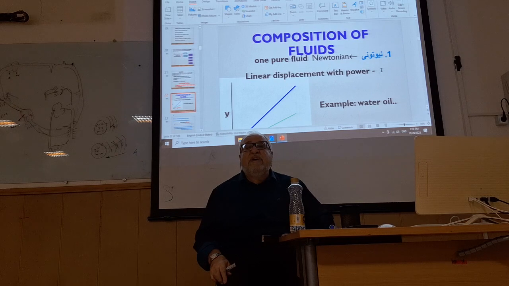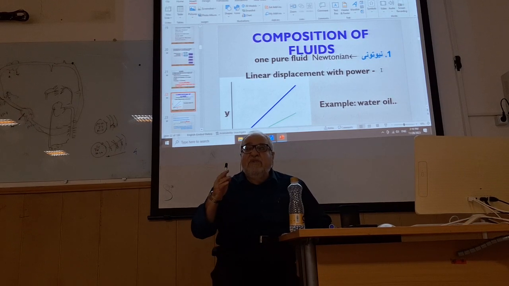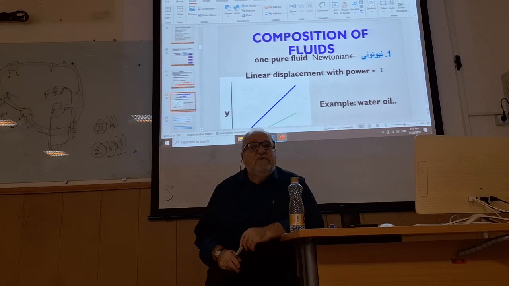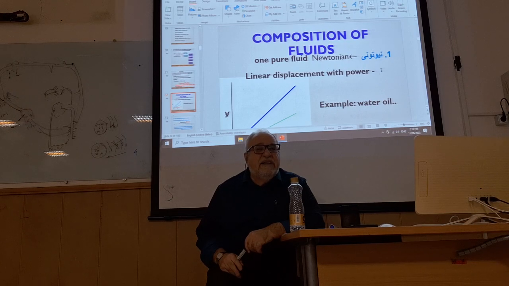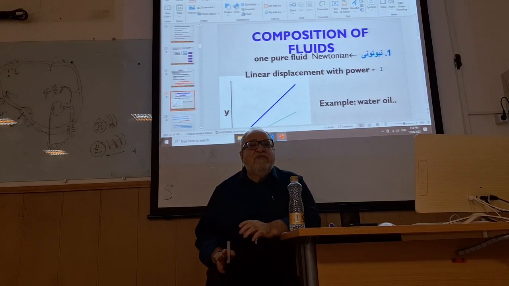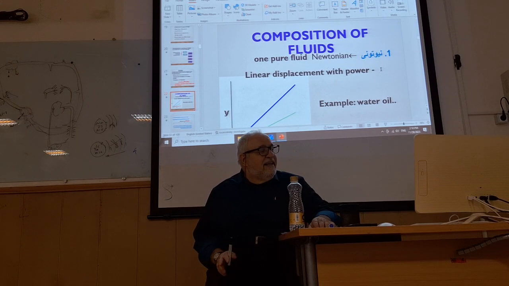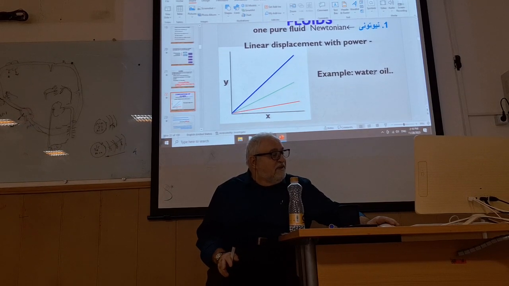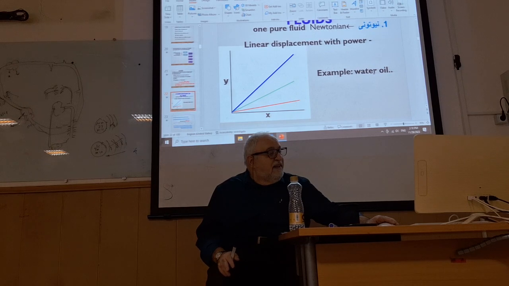Regarding the composition of the fluid, we have two kinds: one Newtonian system and the other non-Newtonian. Newtonian is a pure fluid, like pure water, pure oil, pure gasoline, pure everything. In this system, the fluidity is the same, and by increasing the energy, the movement is increased, and it is linear.